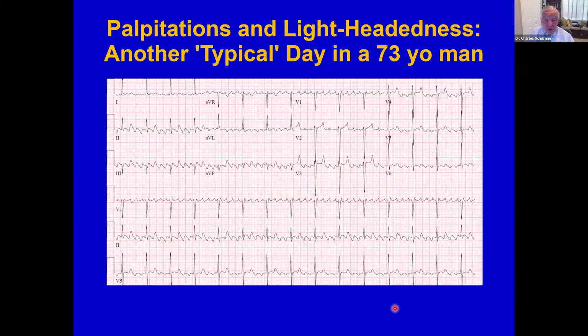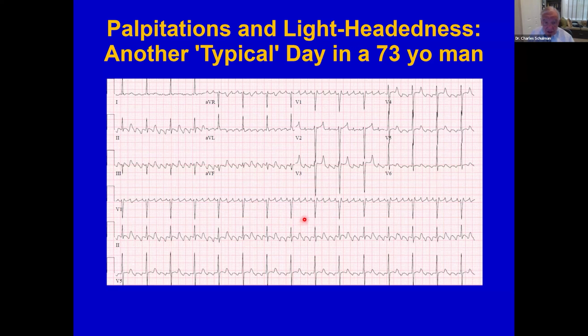Here's a 73-year-old man who complained of palpitations and lightheadedness, and he has this regular narrow complex tachycardia and this sawtooth pattern of P waves. You notice? Then leads 2, 3, and AVF. These are negative P waves in 2, 3, and AVF. And there is 4-to-1 AV conduction. 1, 2, 3, 4.